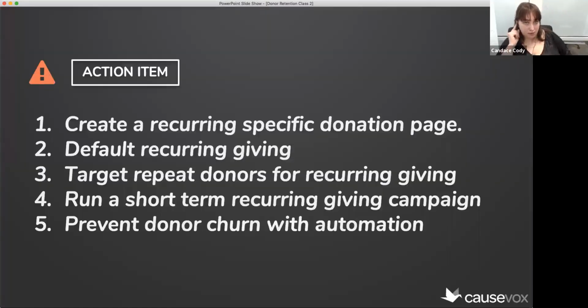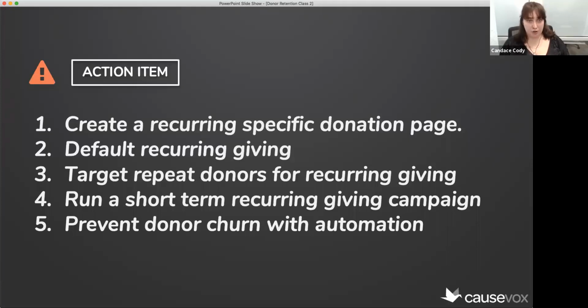And so an action item for you is to really look at the ways that you can increase recurring giving. This might mean, like Refuse Fascism, like I showed you earlier, creating a recurring-specific donation page. So having that defaulted. You can have a donation page that's also just recurring, so not even giving that one-time option, but defaulting recurring giving as well.